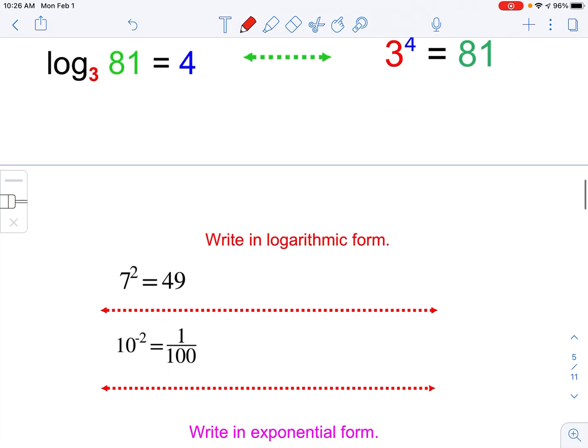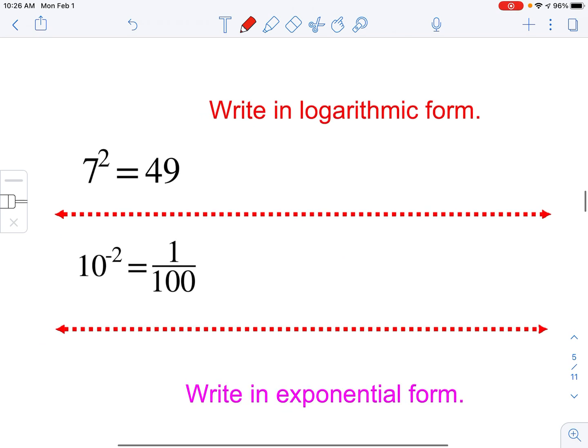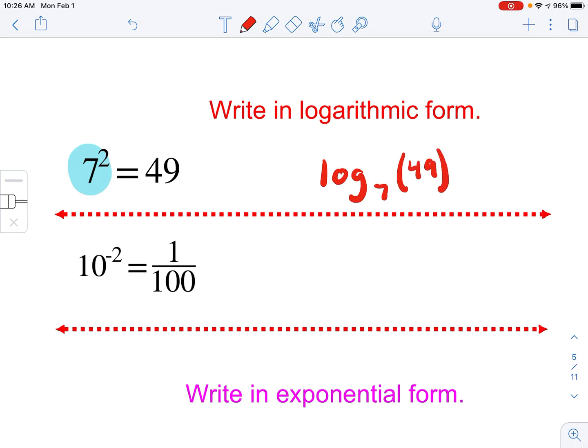Okay, so let's make some conversions. Let's write these in logarithmic form. If we're writing it in logarithmic form, we start with the word log. What is my base? In this case, my base is 7. What is my answer? 49. And the answer to every log question will be its exponent, which is 2. So log base 7 of 49 is equal to 2.